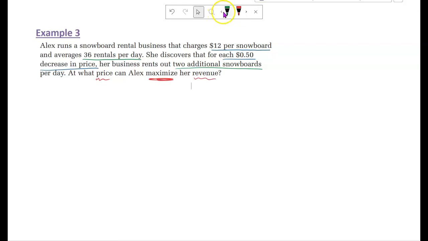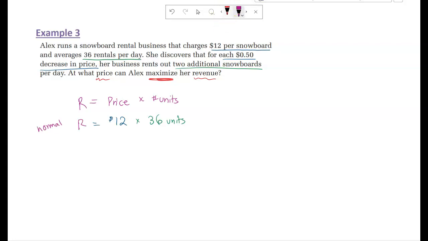So we have to think back to the revenue and what that revenue equation is about. So when you think about revenue, you should think about that to get the money in, you're talking about the price you're selling your products at times the number of units you've sold. So normally Alex would have sold her snowboards for $12 and she would have rented out 36 of those snowboards. And that would be her normal revenue. But that's not what she's looking at now.